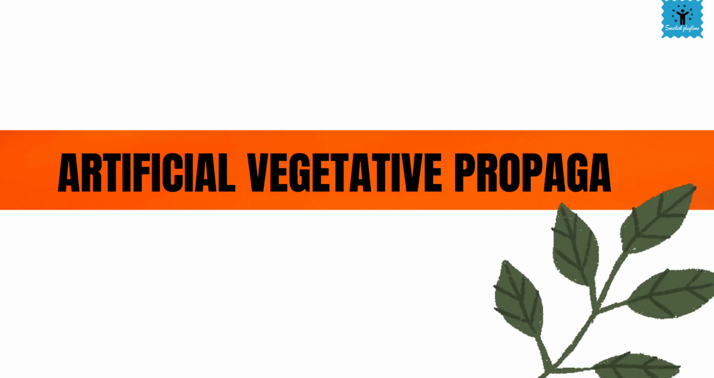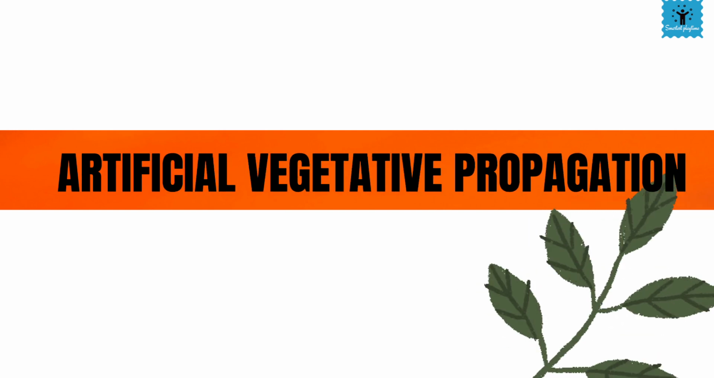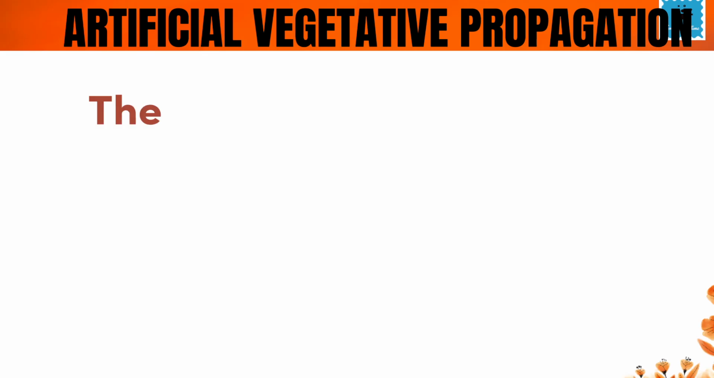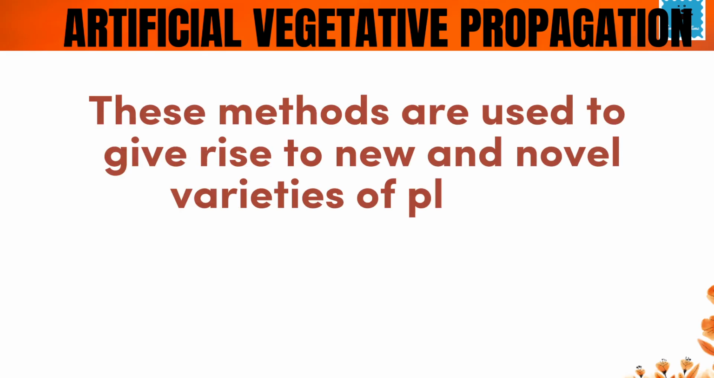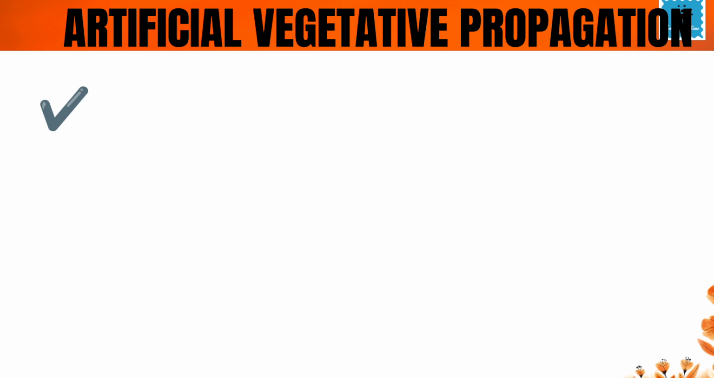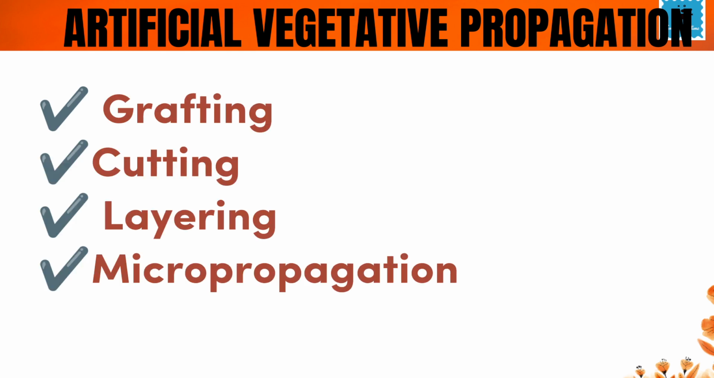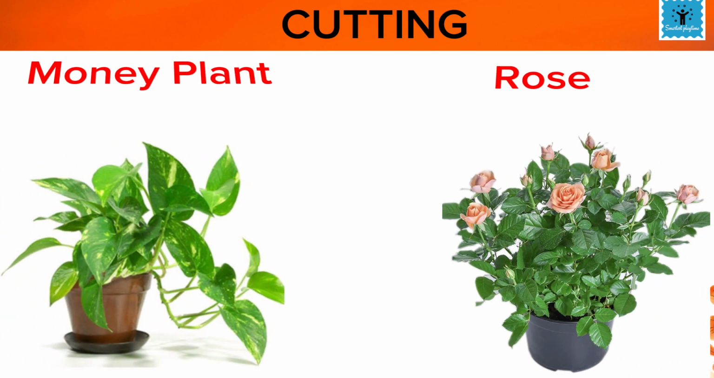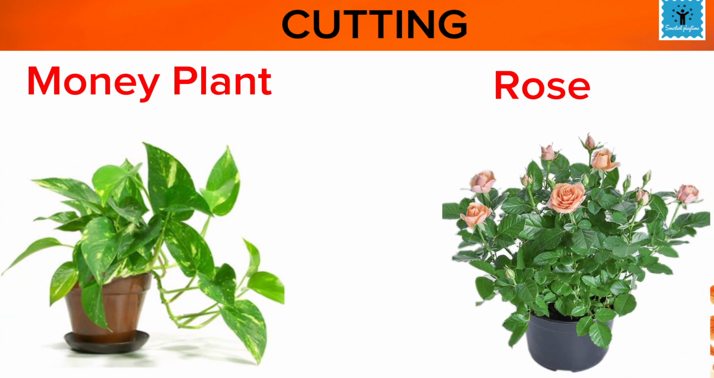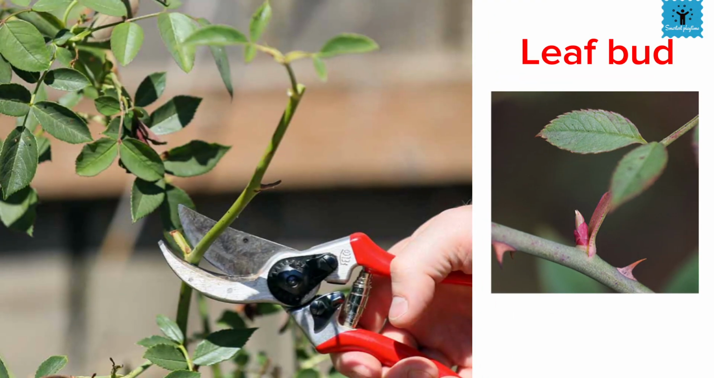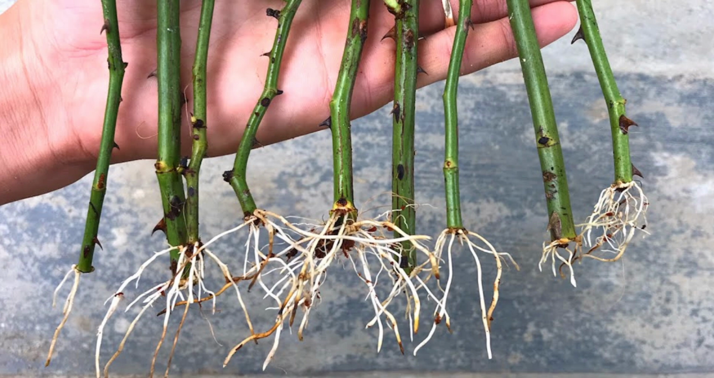Second method is called artificial vegetative propagation method. These methods are frequently used to give rise to new and sometimes some novel plants. They include grafting, cutting, layering, and micropropagation. Some plants like money plant and rose are propagated through stem cuttings. In this method, the healthy branch having leaf buds is planted in the moist soil. The cutting develops roots and grows into a new plant.